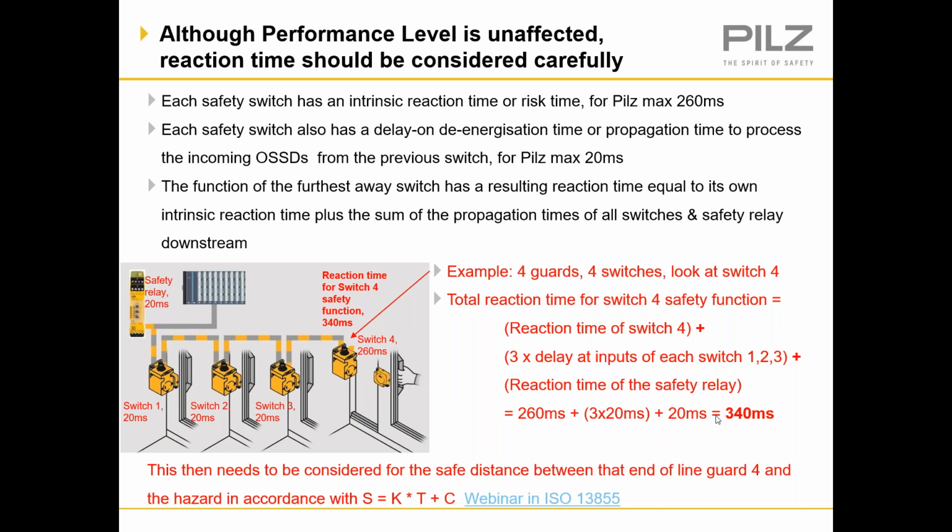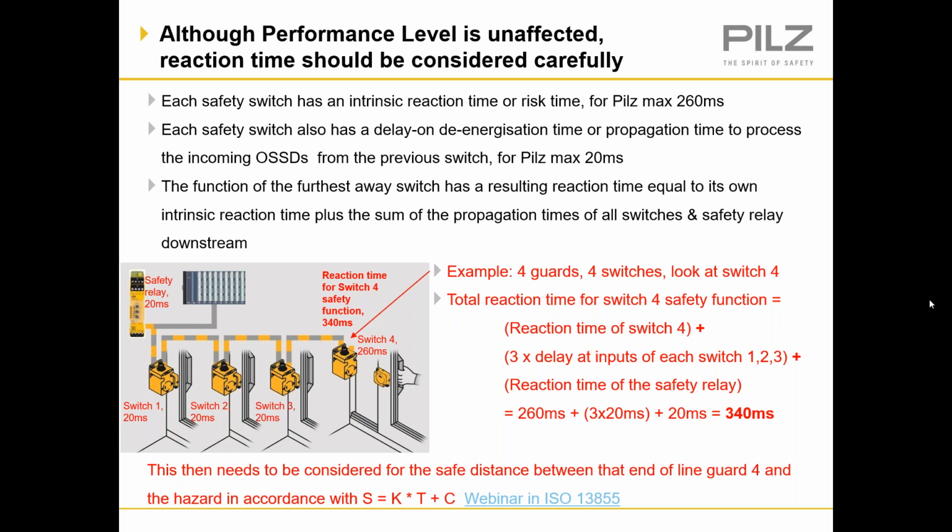And this needs to be considered for the safety distance between that end line guard 4 switch and the hazard, in accordance with the following calculation, which is S = K × T + C, taken from 13855, where S is the minimum distance from the hazard in millimeters, K is the human approach speed, T is the total stopping time of the machine, and C is an additional distance based on the device topology used.